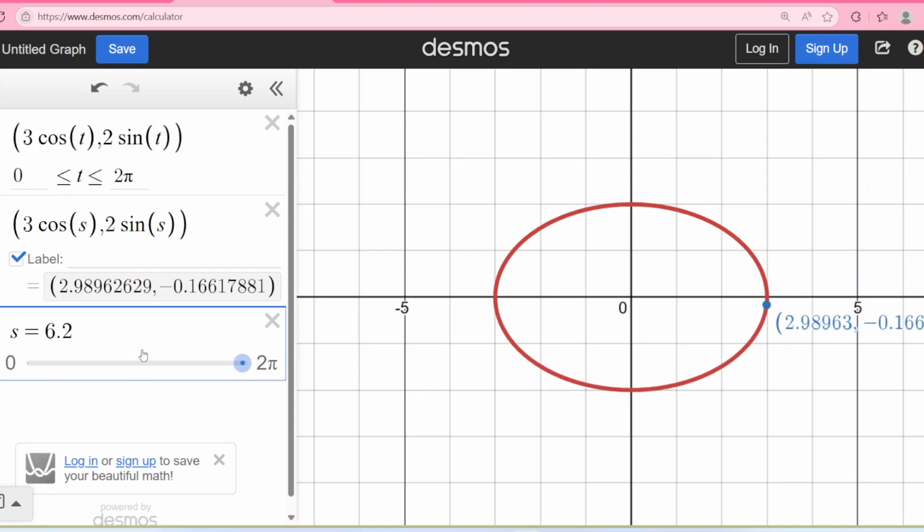So you can play around with it, maybe change the step sizes, use other letters, whatever. It's pretty nice and pretty easy to see and visualize parametric curves here in Desmos.